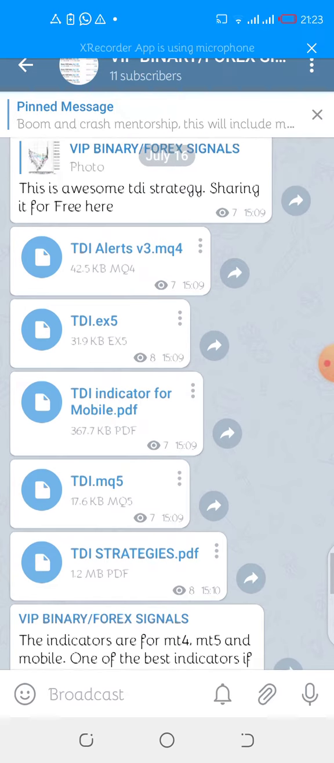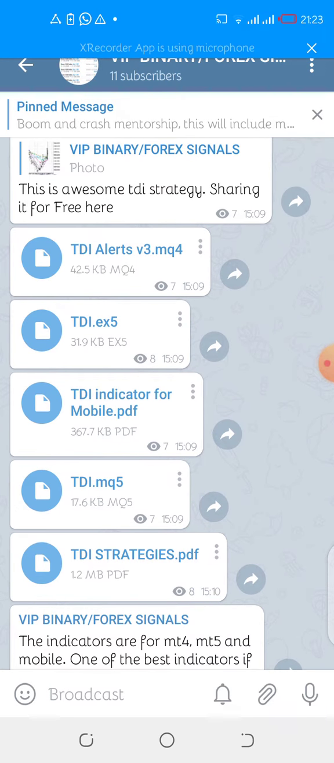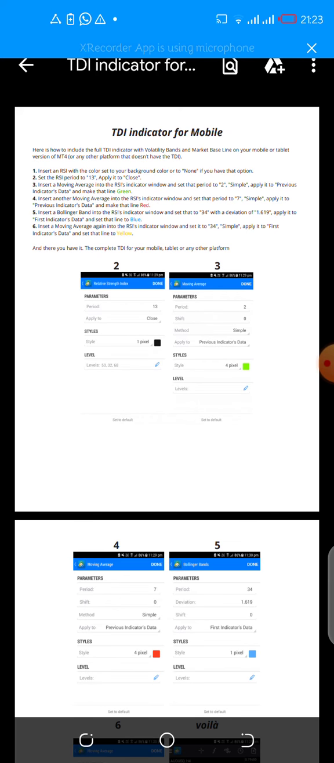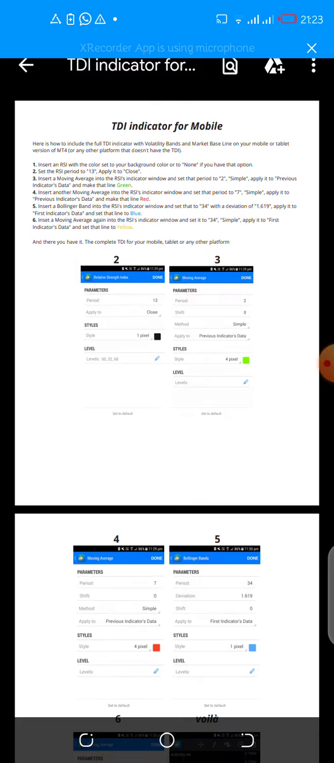Here they are. We have one for MT4, which has alerts, one for MT5, which is now the binary.com, and then the third one here is for mobile. For mobile, it is a PDF. Let me open that. It will show you instructions of how you can do it on your mobile phone. You see, it is a PDF.